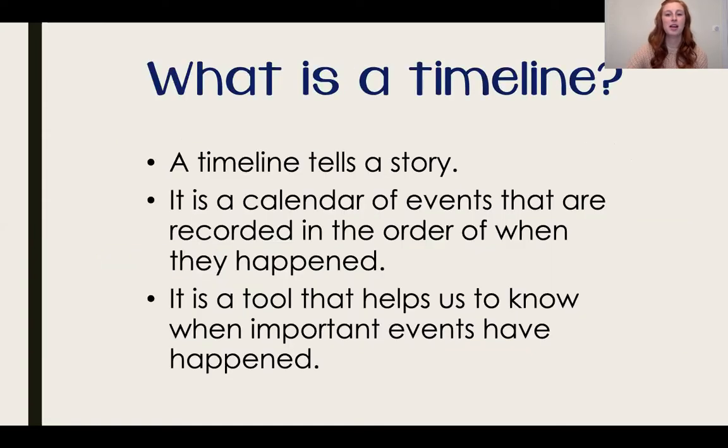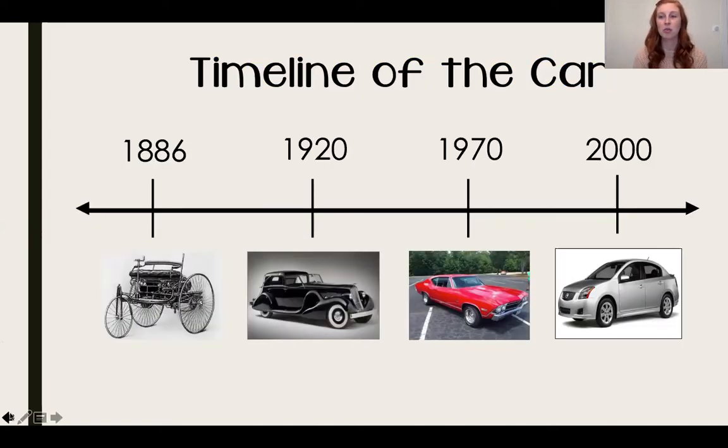Whenever we think about timelines, what is a timeline? A timeline tells a story. It is a calendar of events that are recorded in the order of when they happened. It is a tool that helps us to know when important events have happened. If we look at the timeline of the car, we know that in 1886, the first car was invented. So this timeline helps us know the important events that happened when people were making cars.